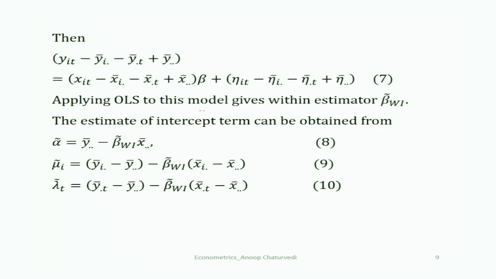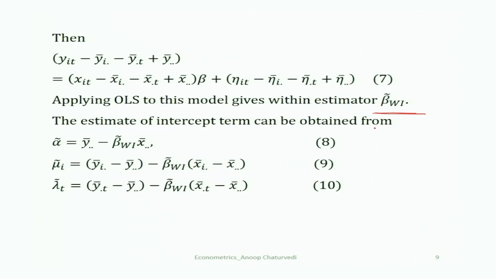And then we apply OLS to this model. So, we transform all the observations in this form. From the original y I t, we subtract these averages over time for each individual. Then we subtract the averages over individuals corresponding to each time, and then we add the overall average. The same transformation we perform with x I t also, and then we simply run OLS between these transformed observations, and then we get the within estimator.